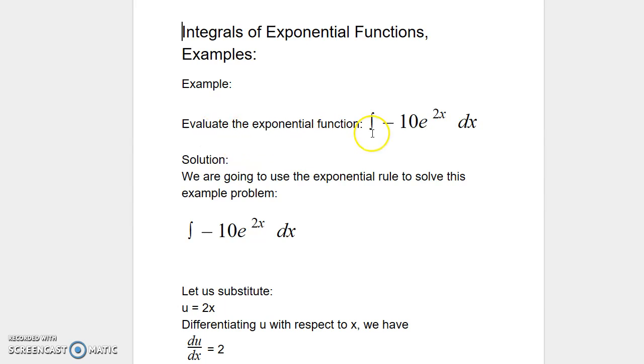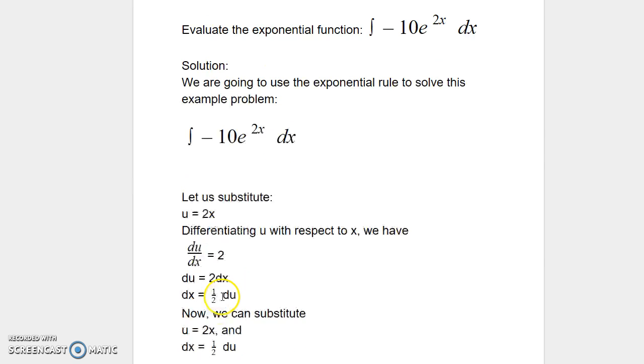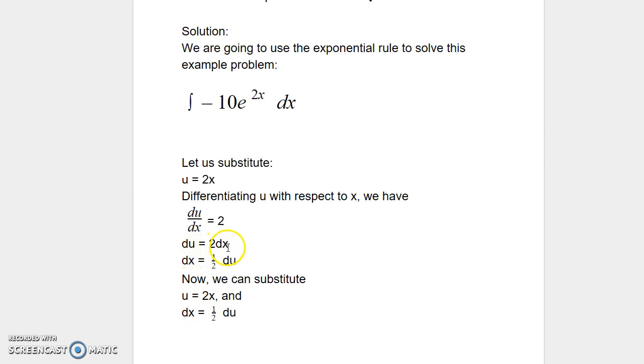Let us evaluate this integral, minus 10 e to the power of 2x dx. We're going to substitute u as equal to 2x. Differentiating u with respect to x, we have du by dx is equal to 2. Since u is a function of x, we can differentiate it with respect to x, and then du by dx translates to 2. So I can express this as du equal to 2 times dx, or if I have to express it in terms of dx, I can write it as 1 over 2 du.